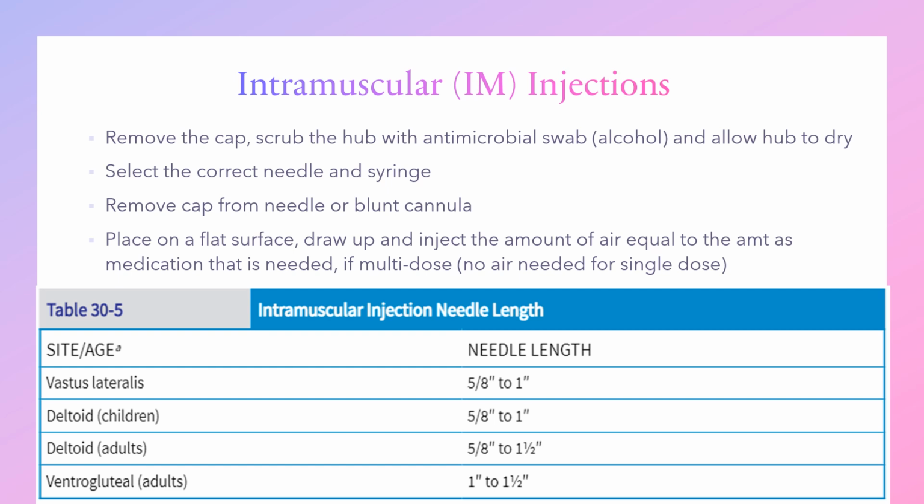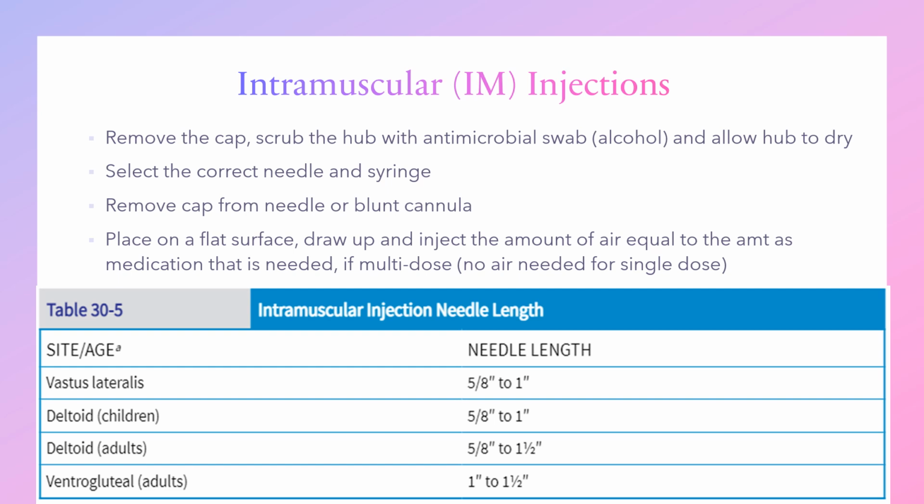There are basics for all injections, which include removing the cap if it's a brand new multi-dose valve, scrubbing the hub for 30 seconds, allowing it to completely dry, selecting the correct needle and syringe, which you're about to learn now, and removing the cap of the needle. Or you may have a blunt cannula, which is just for the purposes of removing the medication, and then you are switching it out for the correct needle size. And you may see that at the hospital in acute care next semester.